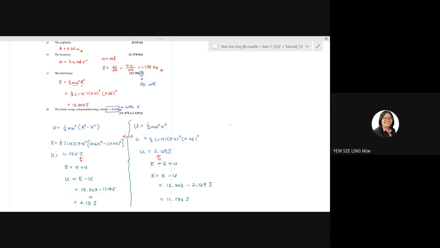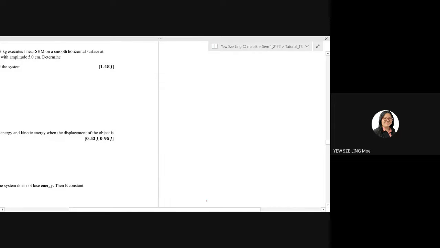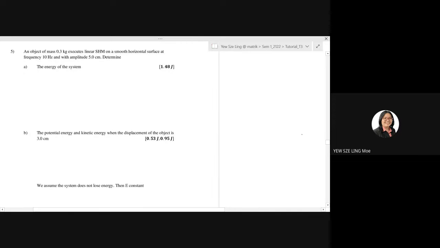Okay, so this is a very simple question. The important thing in this question is I want to show you how to calculate energy, especially for question D, so you have more than one method to solve it. Okay, so let us move on to the last question, question 5.